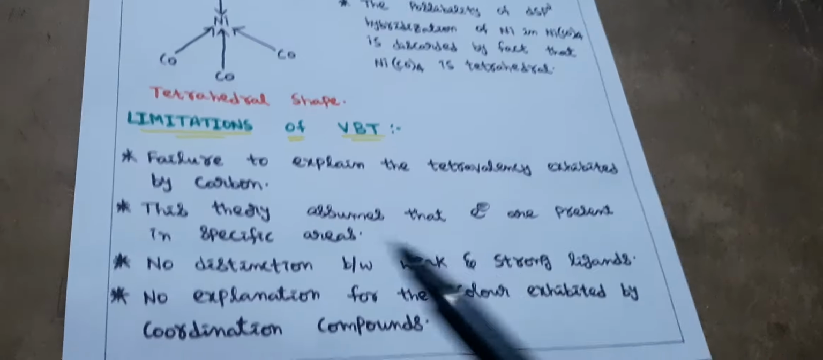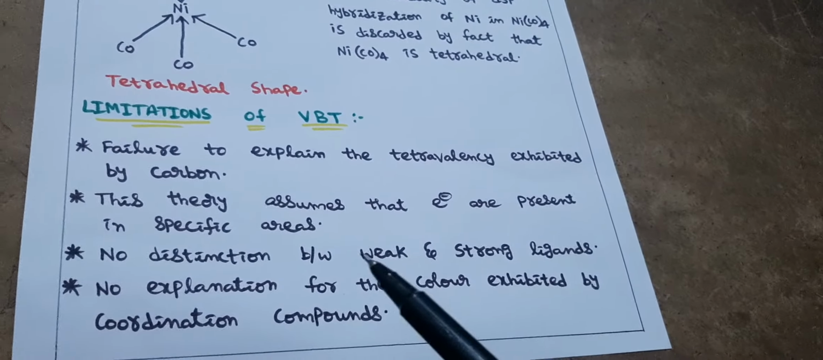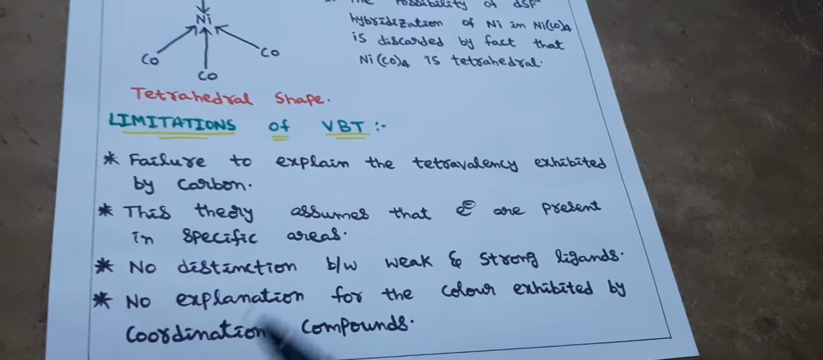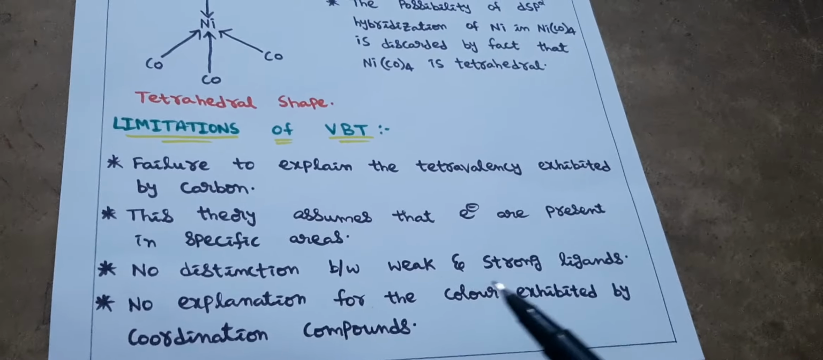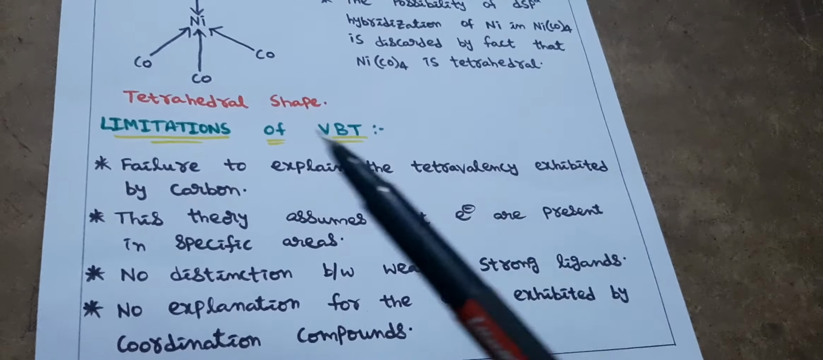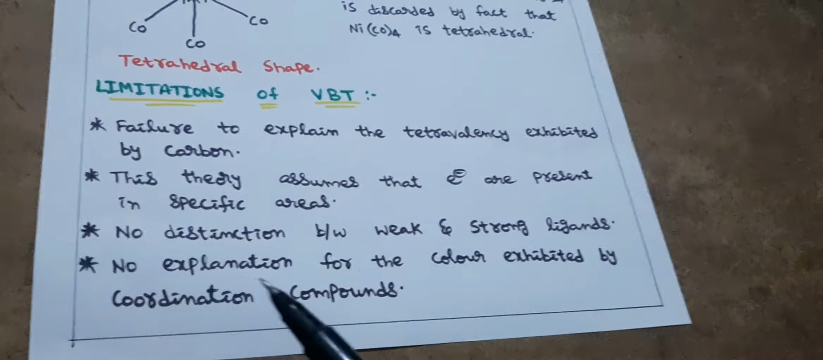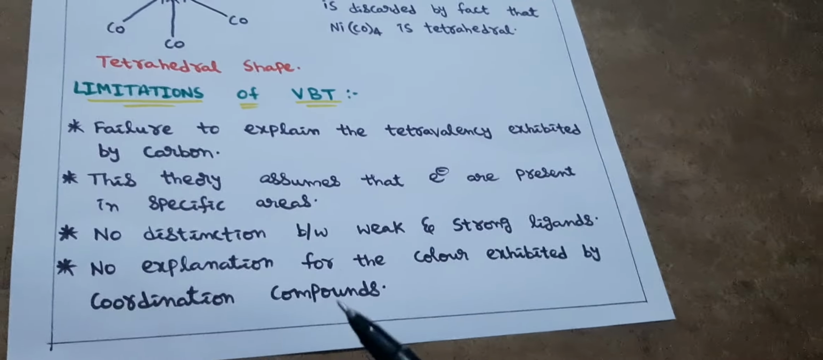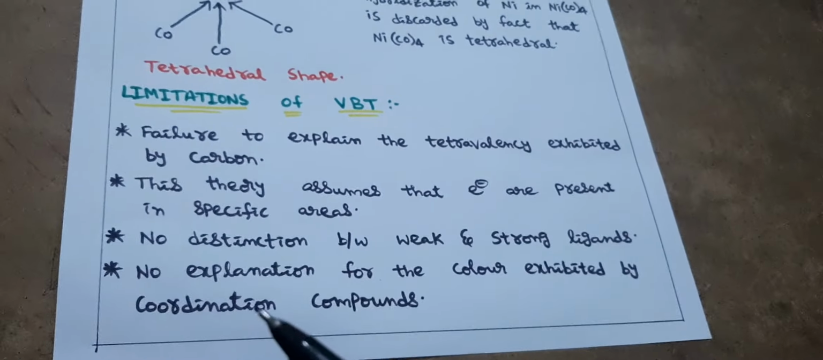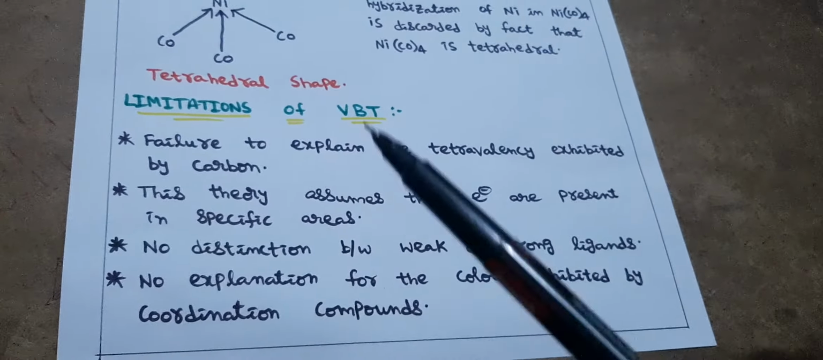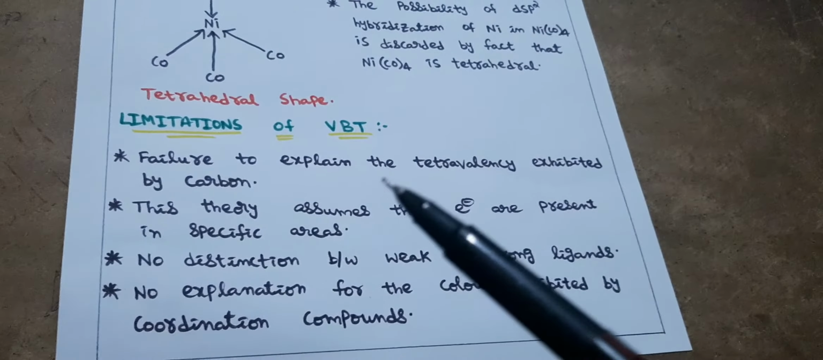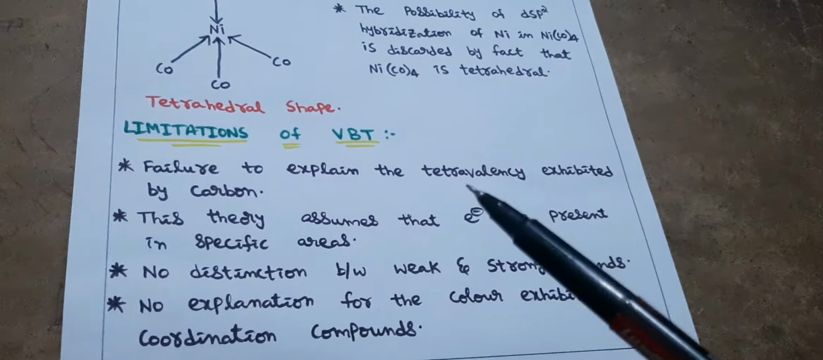It is a failure. No distinction between weak and strong ligands. Yes, there should be a distinction. The difference should be shown between weak and strong field ligands, but it did not show. Valence bond theory gives no explanation for the color exhibited by coordination compounds. Paramagnetic compounds always exhibit color, but that explanation was not given by valence bond theory. So, scientists mostly prefer molecular orbital theory for chemical bonding.